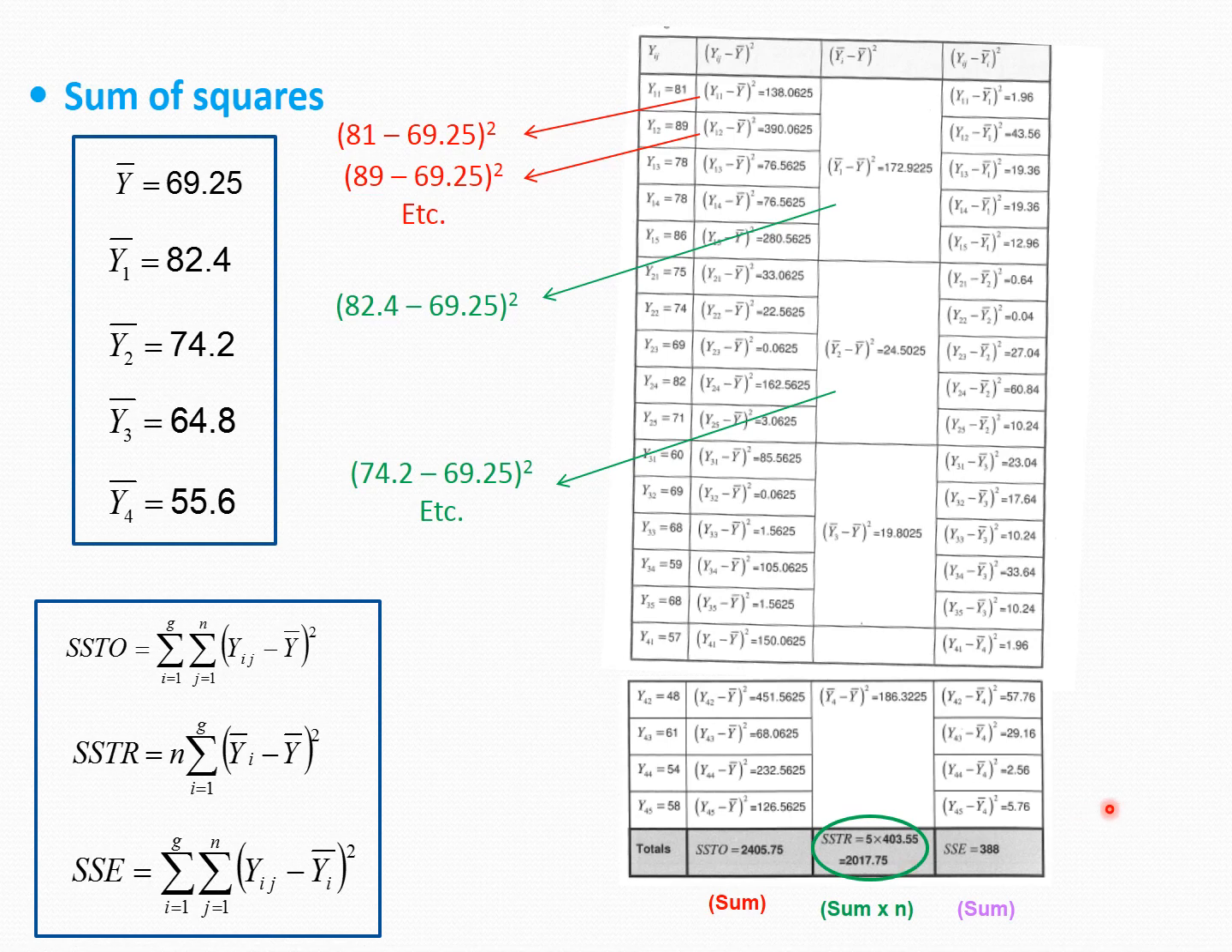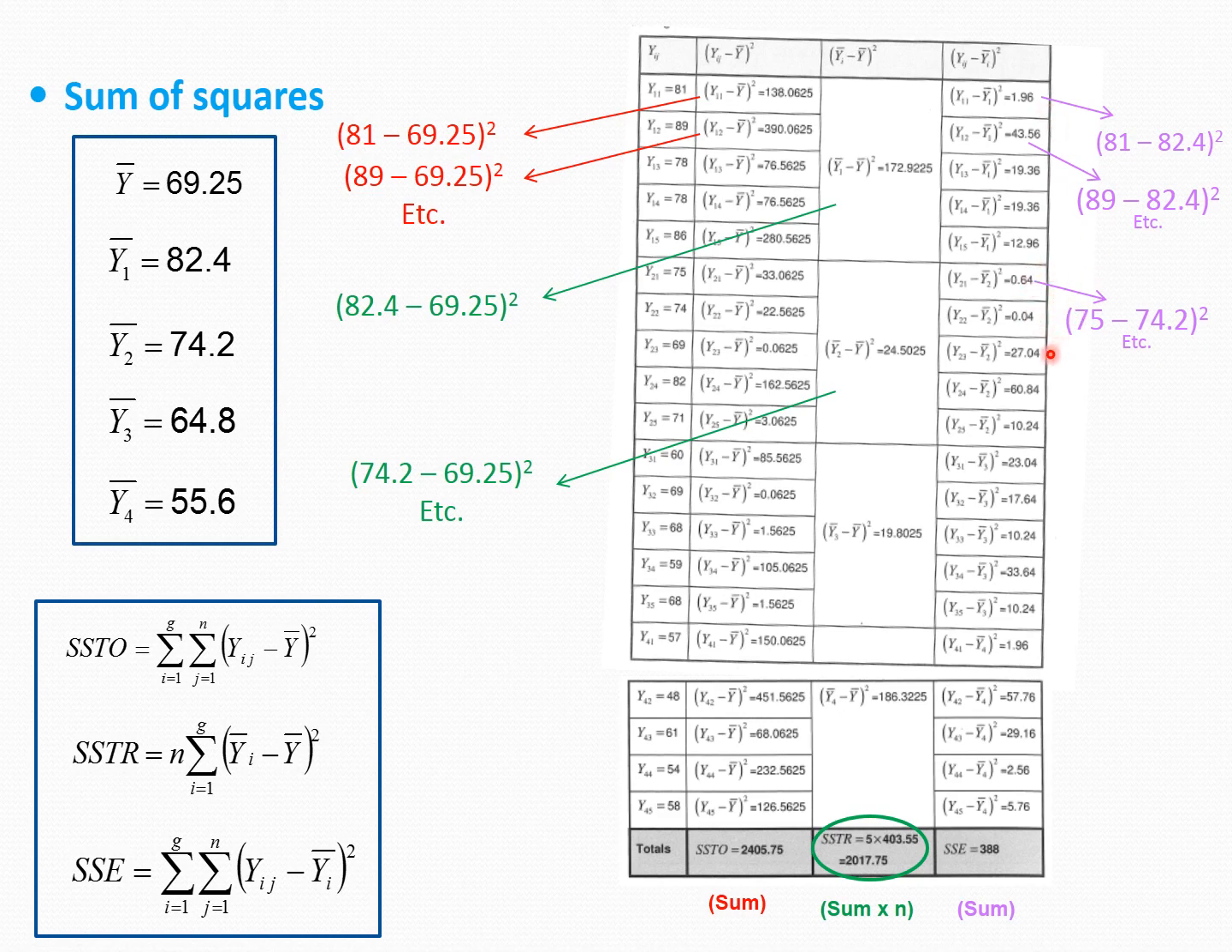Then the last column shows you the calculations for the error sum of squares. So if you look at your formula, you take the difference between your individual observations each time and your group mean. So for the first 5 values in group 1, you will take your individual value, your observation there, and you subtract the group mean of 82.4. You repeat that for all 5 values.